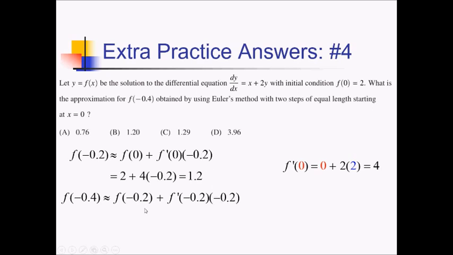So f of negative 0.2, that was this 1.2 that we just figured out. F prime of negative 0.2, that's going to be the x value negative 0.2 plus 2 times the approximated y value that we just found of 1.2. So this is negative 0.2 plus 2.4, which is 2.2. So we have 2.2 times negative 0.2.